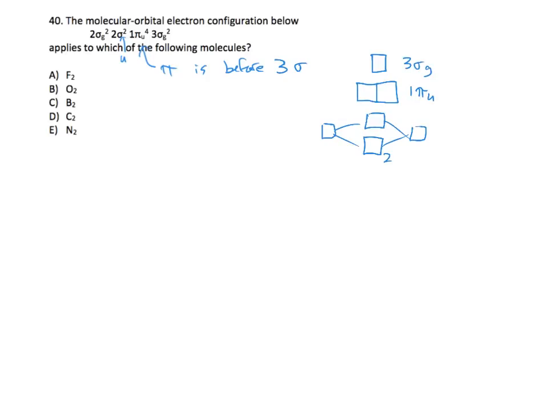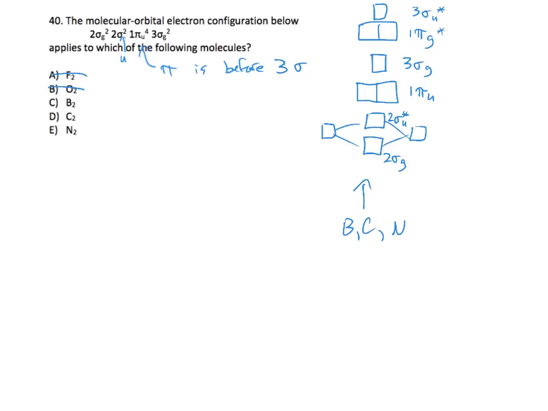This, by the way, is the 2 sigma g, 2 sigma star u. And then up here we would have the 1 pi g, and above that the 3 sigma u. And these ones are antibonding, so you can put a star there if you like. So right away we know that this diagram is the one that goes with boron, carbon, and nitrogen. So we can already rule out F2, O2, and Ne2 if it was on the list, but it's not.